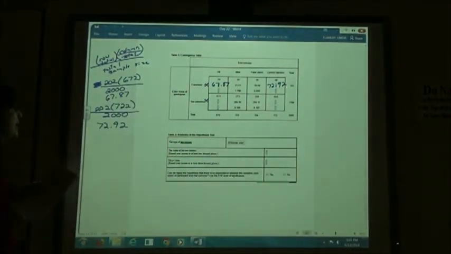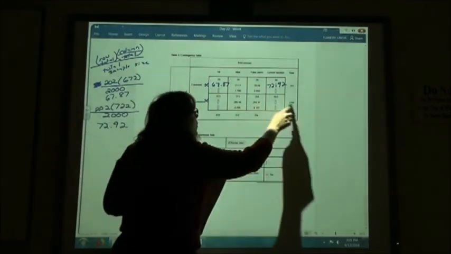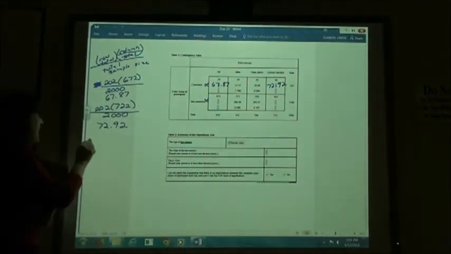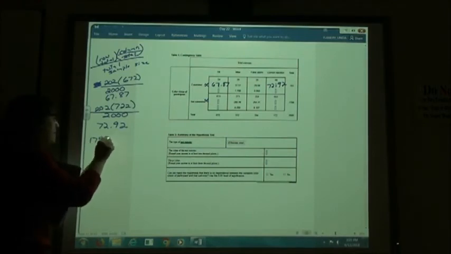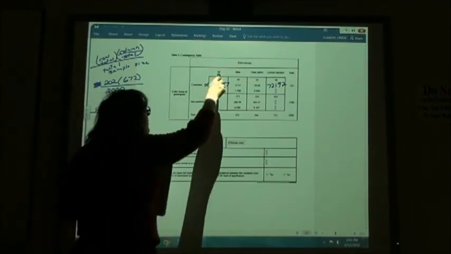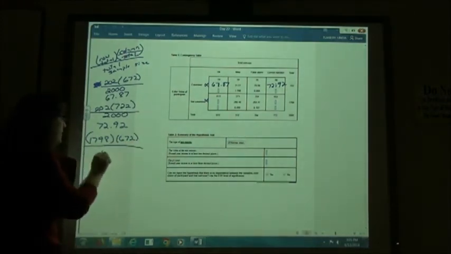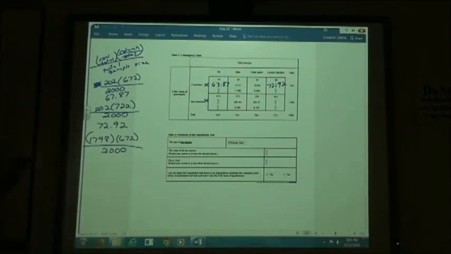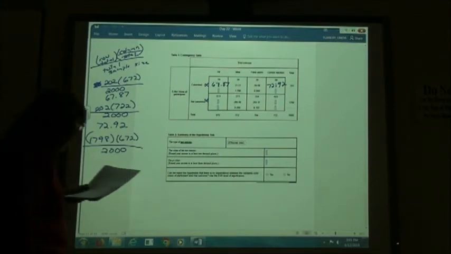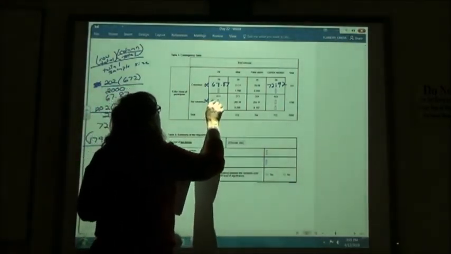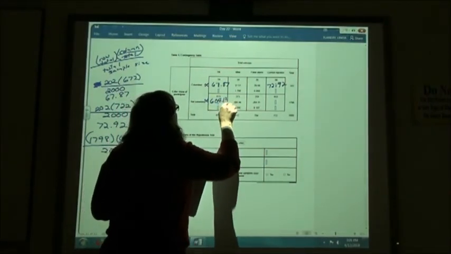On the not colorblind, the row total 1,798 times the column total 672 divided by the sample size 2,000. So 1,798 times 672 divided by 2,000 should give you 604.13.